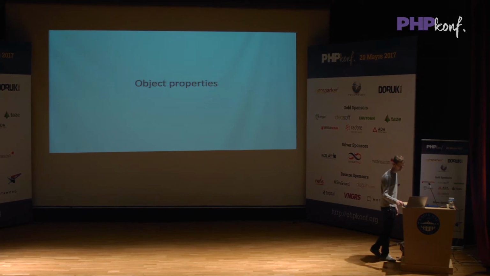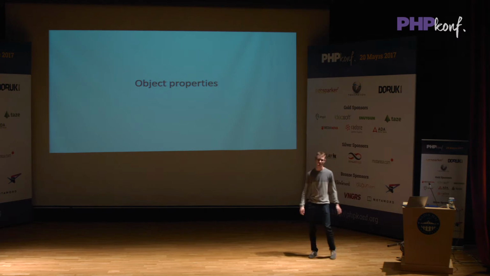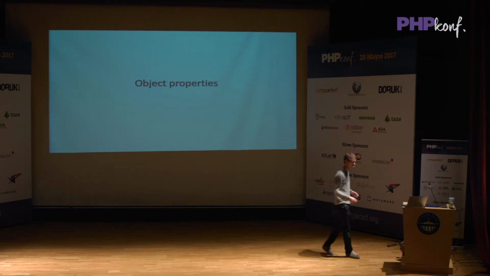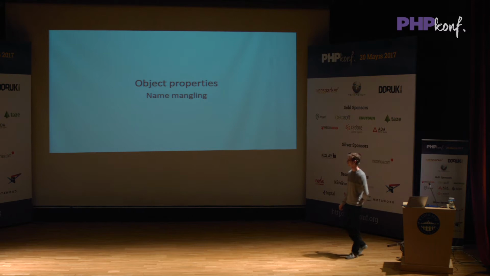In the end, I will mostly talk about object properties and maybe a bit of other stuff at the very end, depending on timing. So the first thing I want to discuss is name mangling. I think this is the most famous PHP quirk around properties.